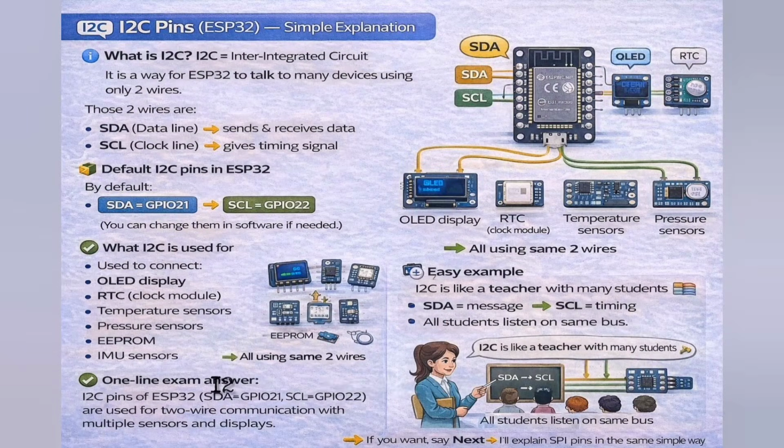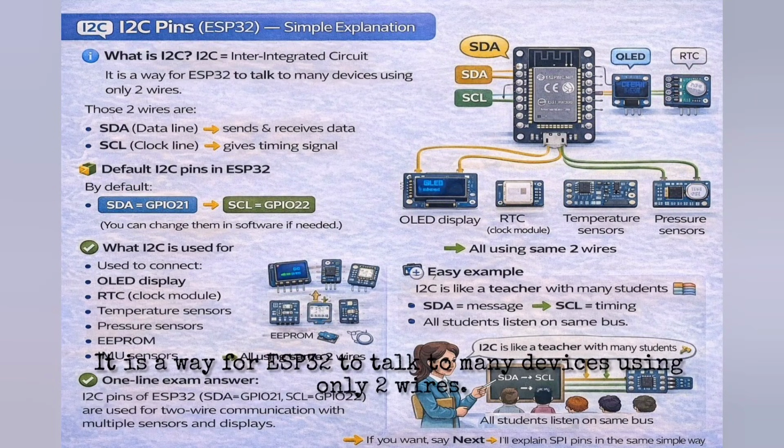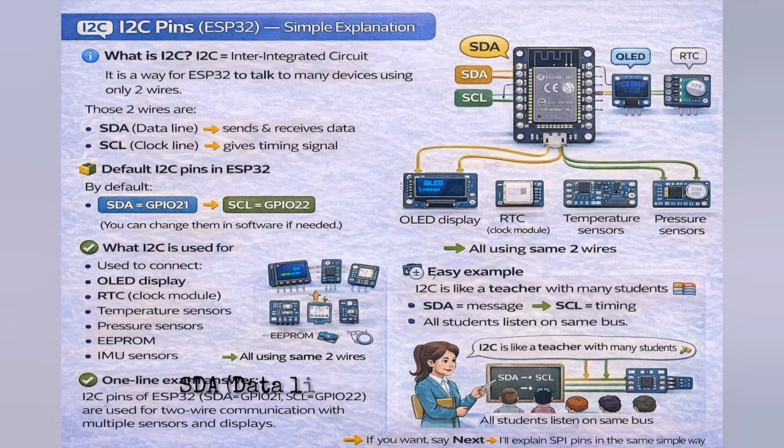What is I2C? I2C is equal to Inter-Integrated Circuit. It is a way for ESP32 to talk to many devices using only two wires. Those two wires are SDA, data line, sends and receives data. SCL, clock line, gives timing signal. Default I2C pins in ESP32. By default, SDA is equal to GPIO21. SCL is equal to GPIO22. You can change them in software if needed.